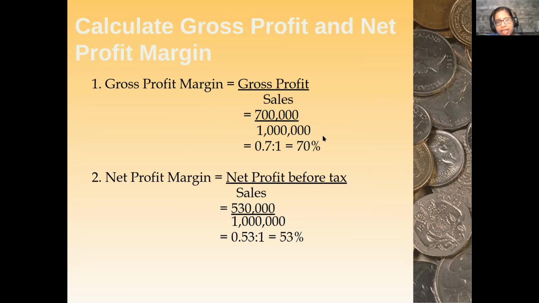So if a company had a gross profit margin of 50%, which one is better? Well, the one of 70% will be better because it's a higher gross profit margin. And the same thing would apply for the net profit margin. Okay, so those are the main financial issues that you need to know.